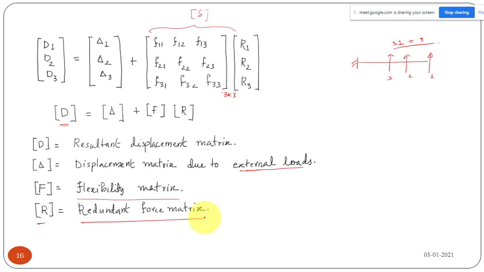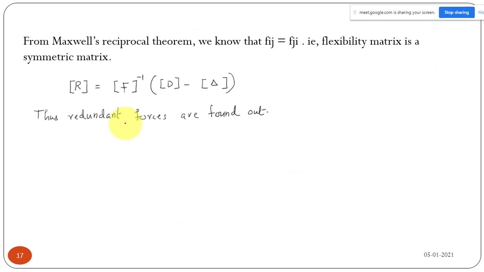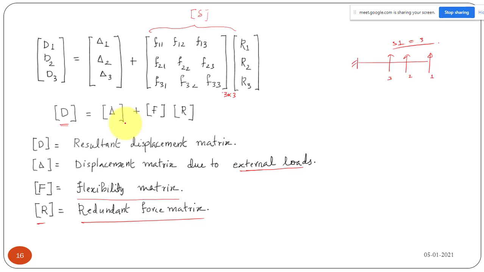Okay, so this is the final equation, D is equal to delta plus FR. Also we have to find the redundant forces. So I can write R is equal to, from this equation, D minus delta, that is FR, divided by your F, right? So we can write R equals F inverse into D minus delta.